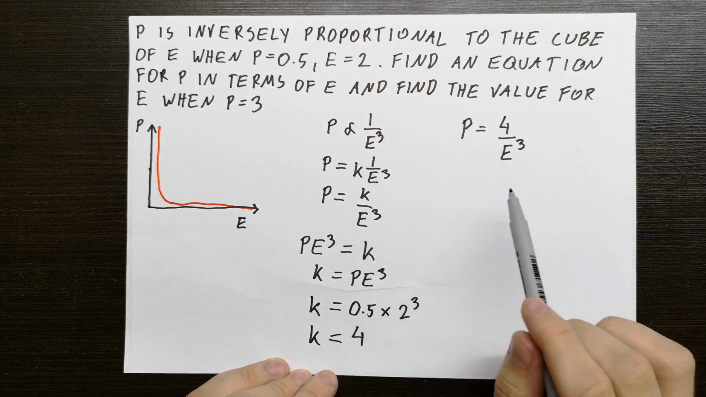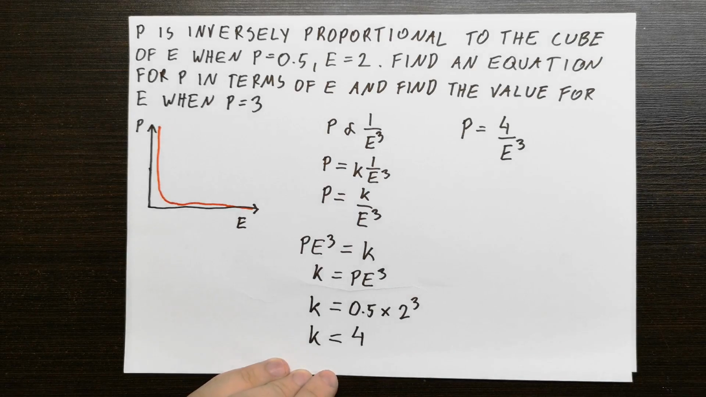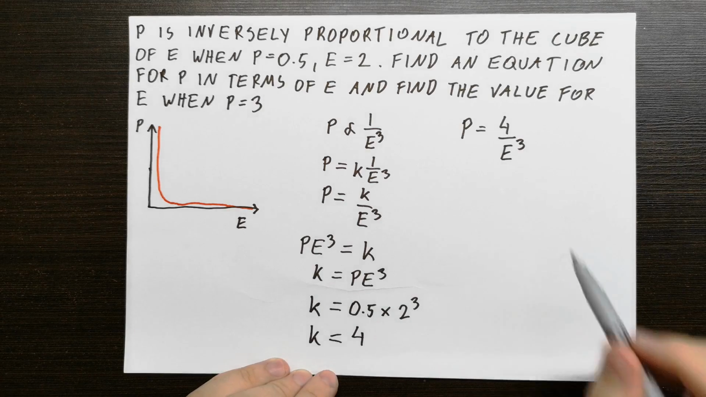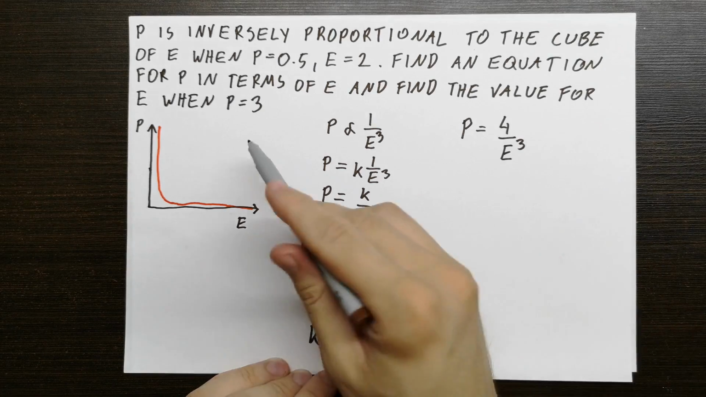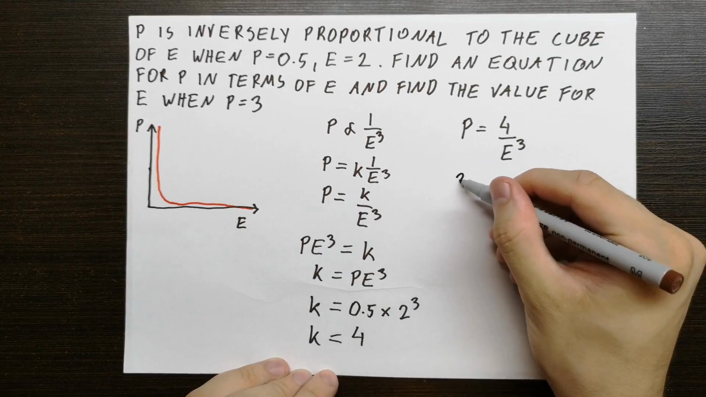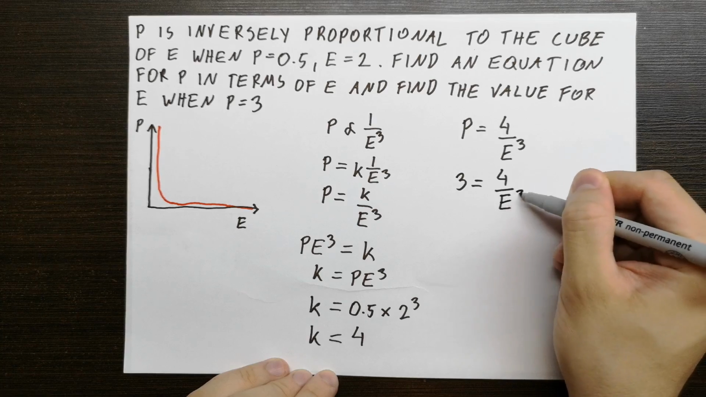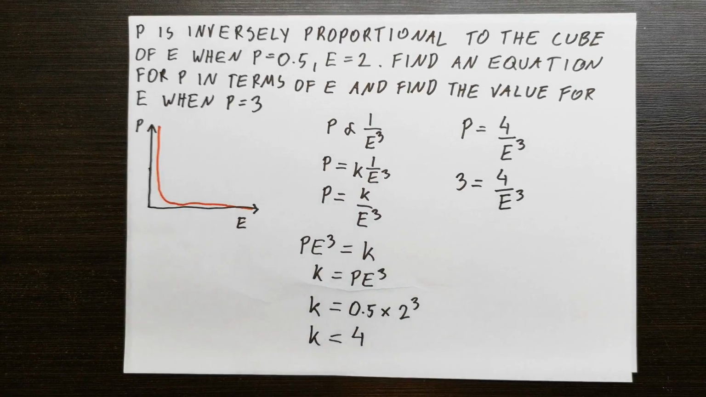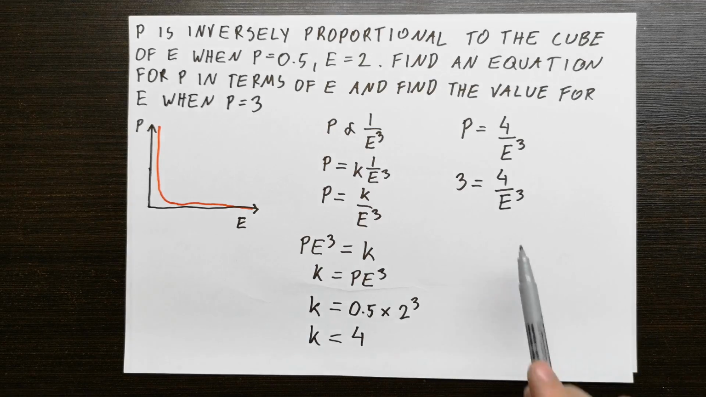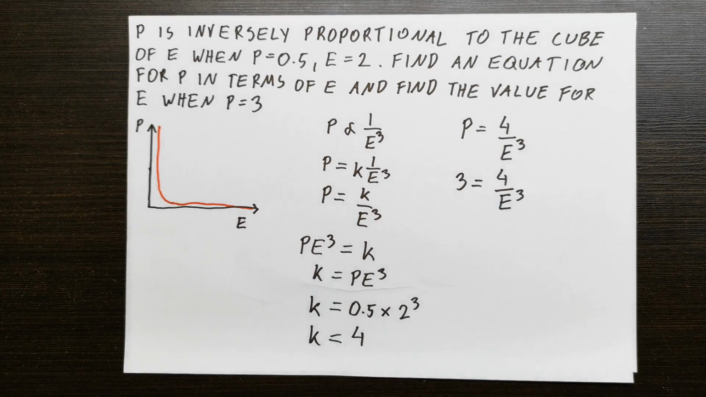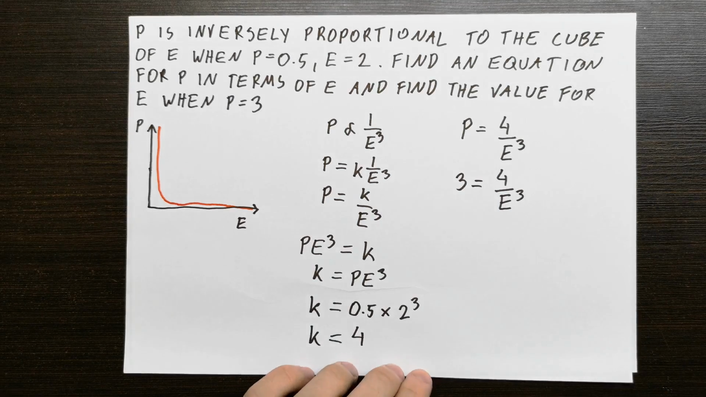Now, what do we do with that? Well, the final thing that's left for us to do is to find the value for E when P is equal to 3. So now let's write this equation down with P equal to 3. So 3 is equal to 4 divided by E cubed. Now, as you can see, they threw us another hurdle here, because E is on this side. Now we need to rearrange this in such a way that E will be on one side and isolated, as always.